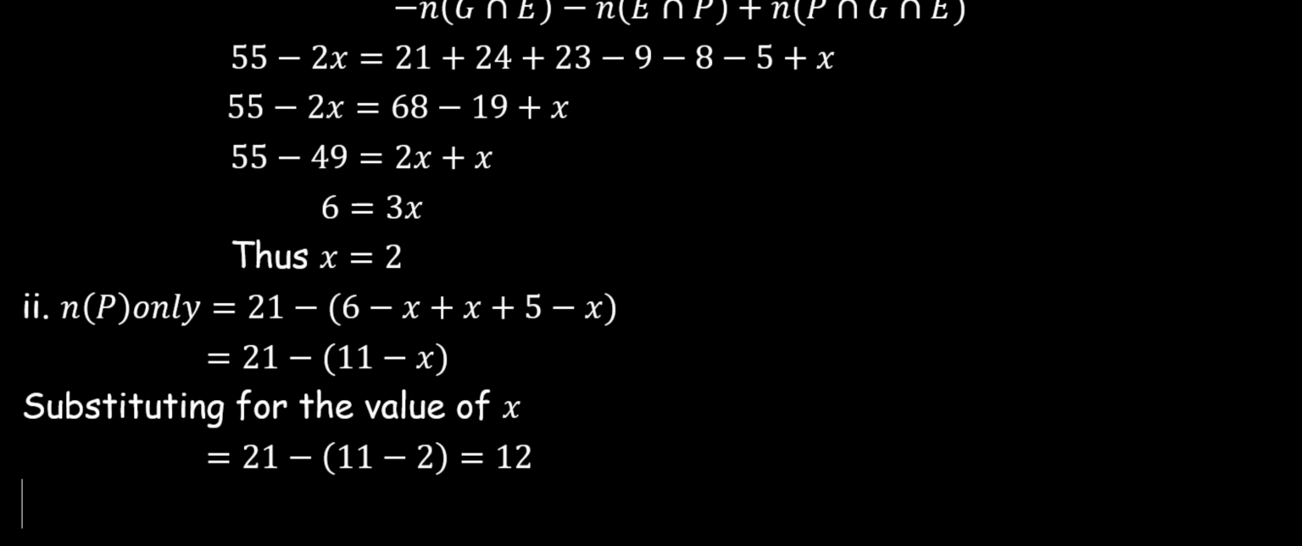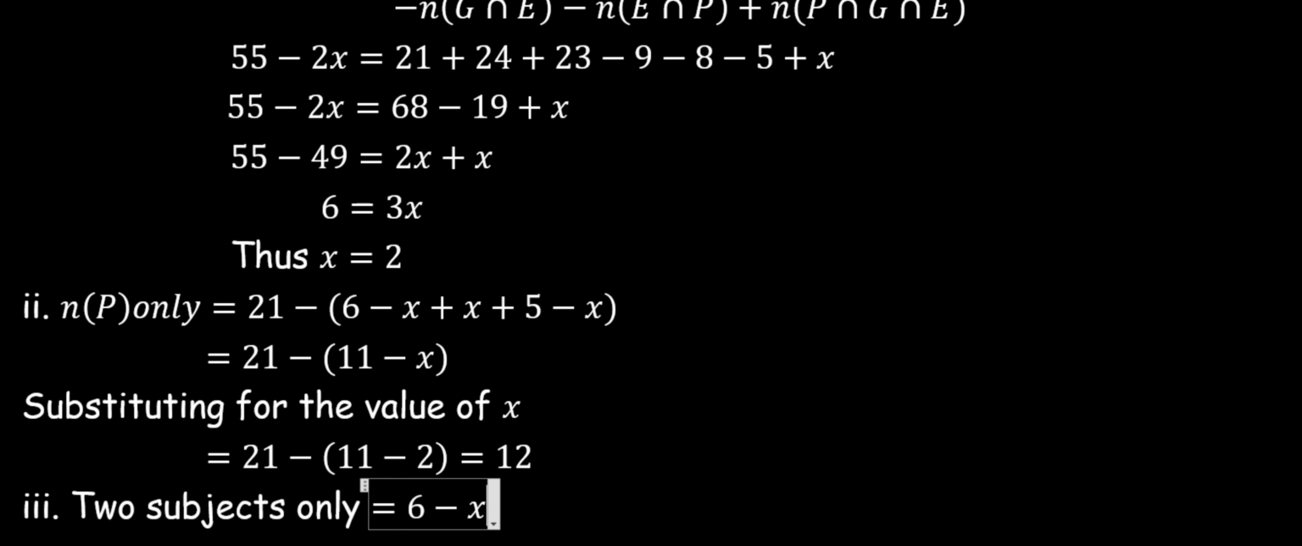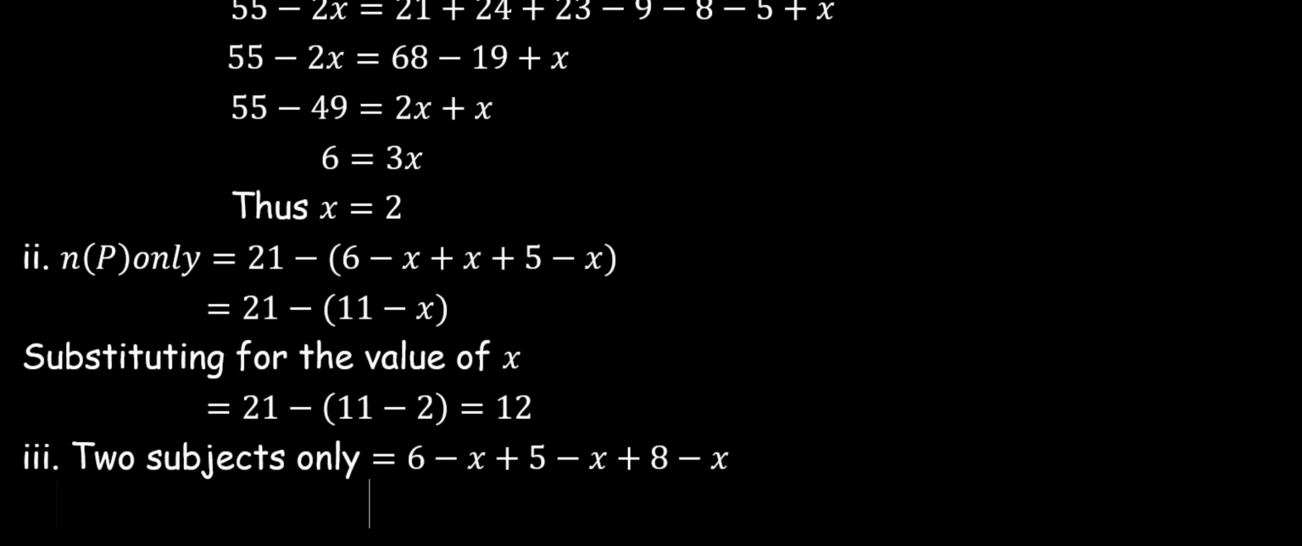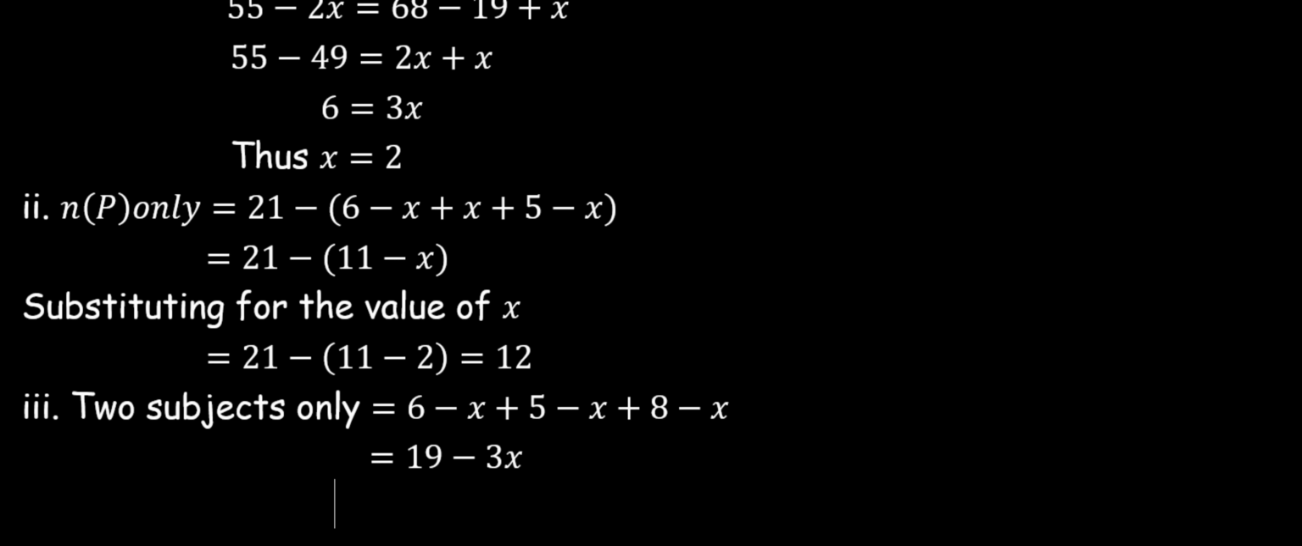Question number 3, 2 subjects only, will be equal to 6 minus s plus 5 minus s plus 8 minus s. That will be equal to 19 minus 3s, which is equal to 19 minus 6, which is equal to 13.